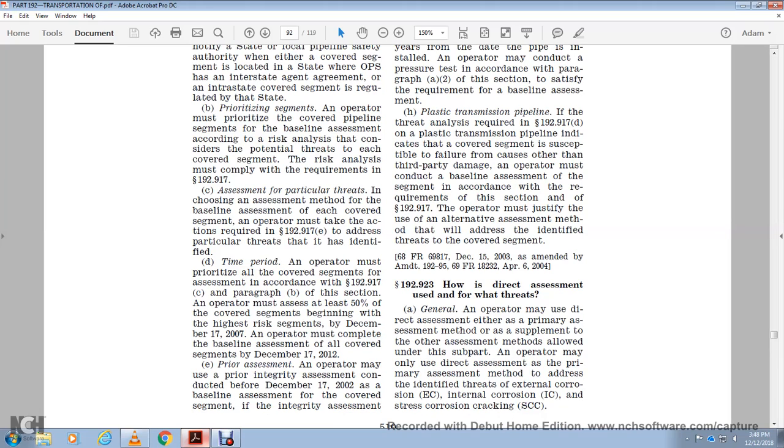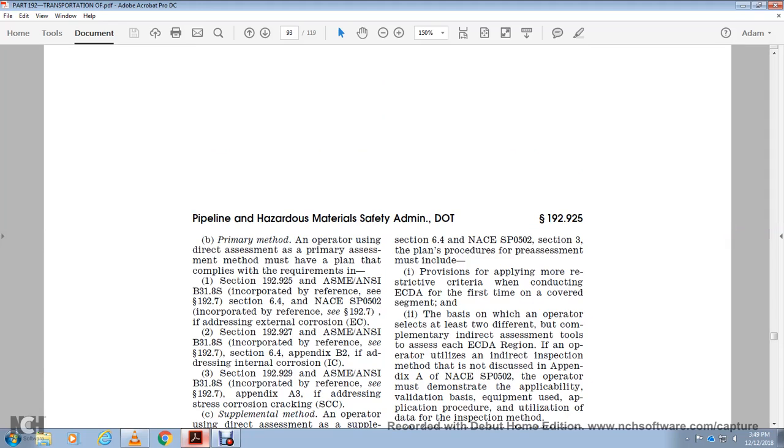192.923: How is direct assessment used and for what threats? General. An operator may use direct assessment either as a primary assessment method or as a supplement to the other assessment methods allowed under this part. An operator may only use direct assessment as the primary assessment method to address the identified threats of external corrosion, internal corrosion, and stress corrosion cracking.